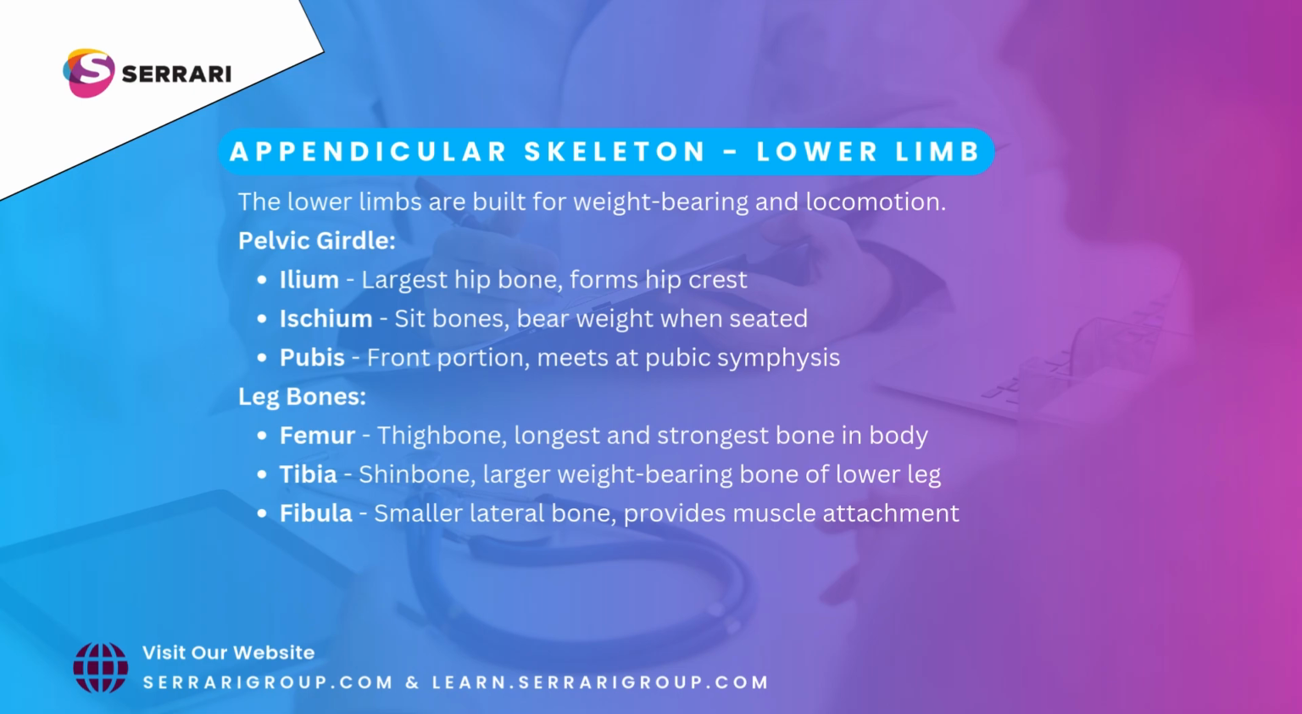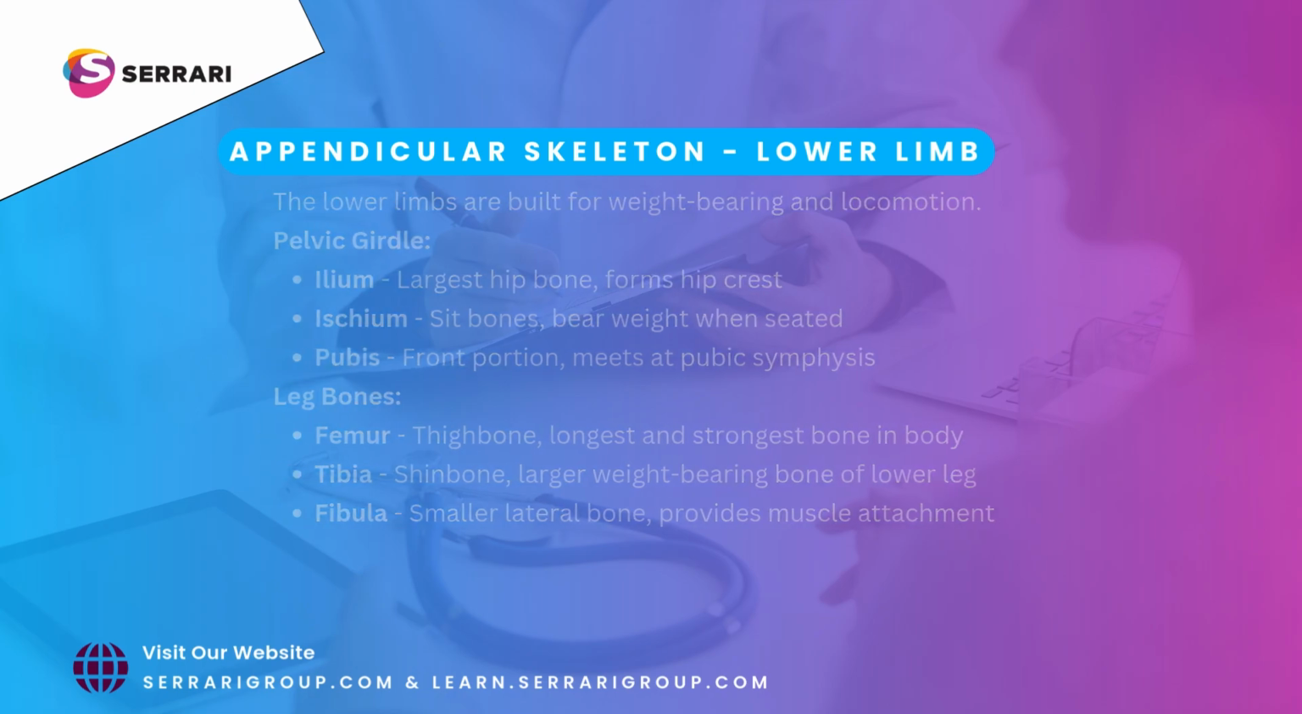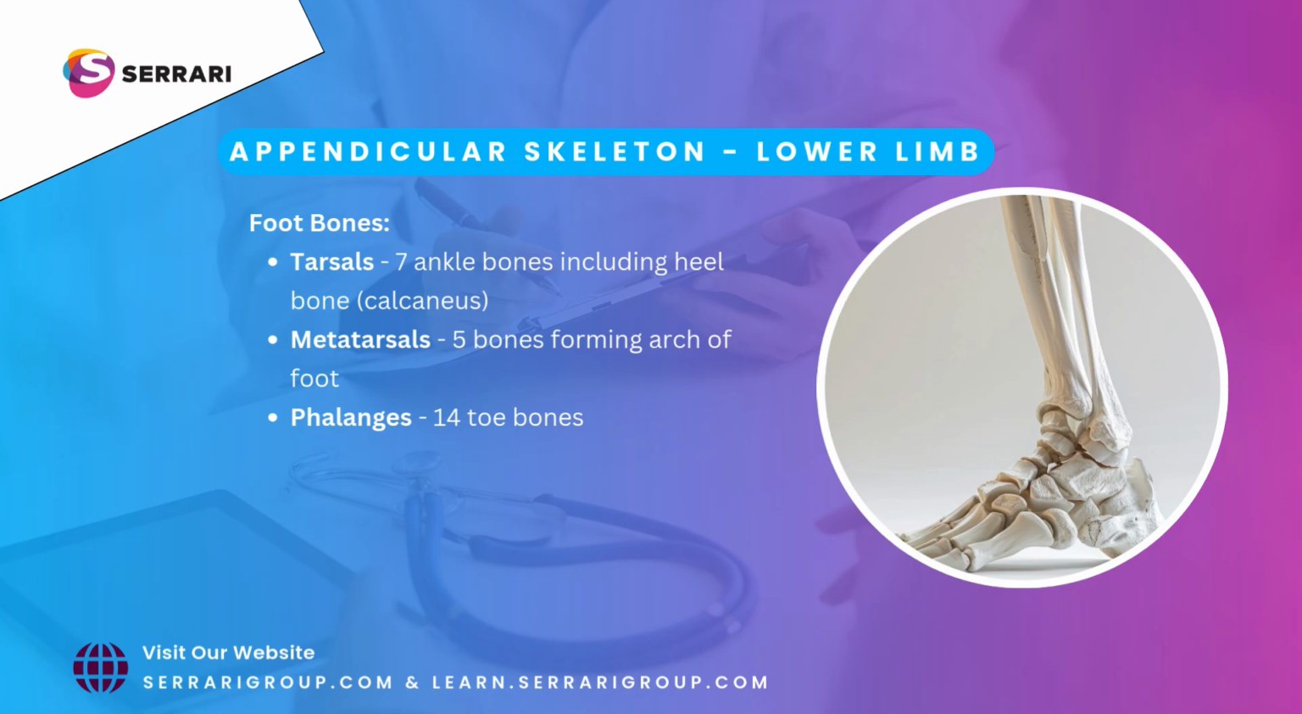Leg bones. Femur, thigh bone, longest and strongest bone in body. Tibia, shin bone, larger weight-bearing bone of lower leg. Fibula, smaller lateral bone, provides muscle attachment. Foot bones. Tarsals, 7 ankle bones including heel bone, calcaneus. Metatarsals, 5 bones forming arch of foot.